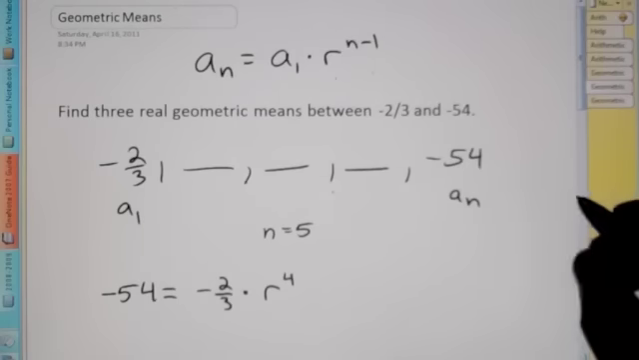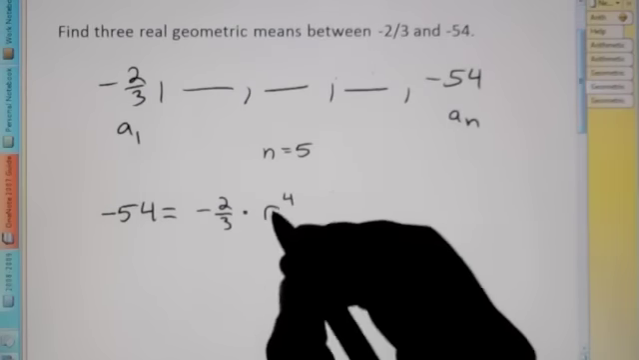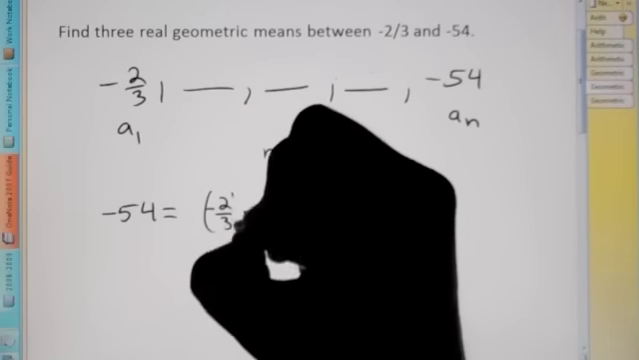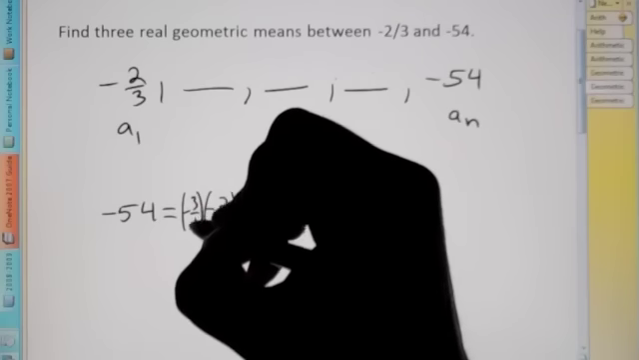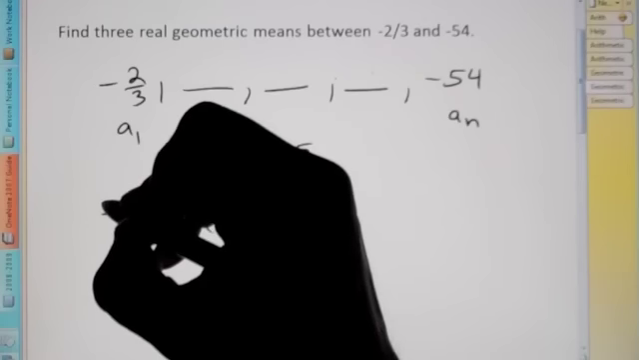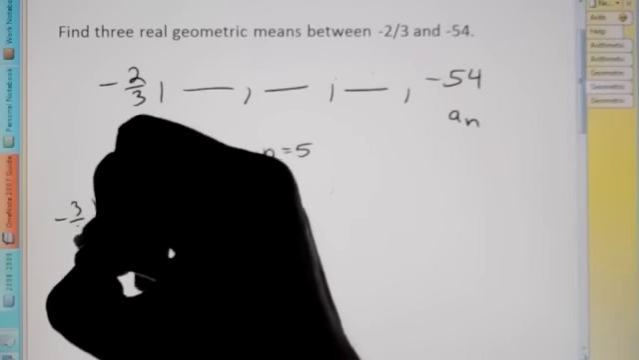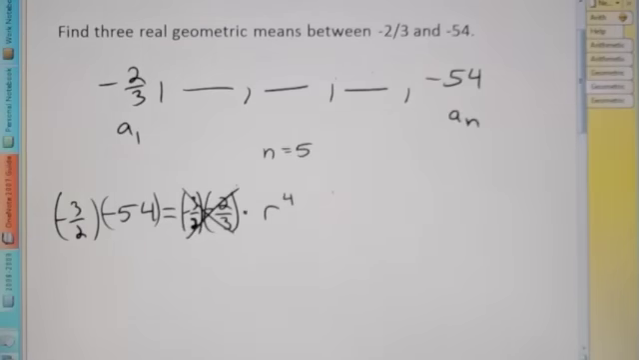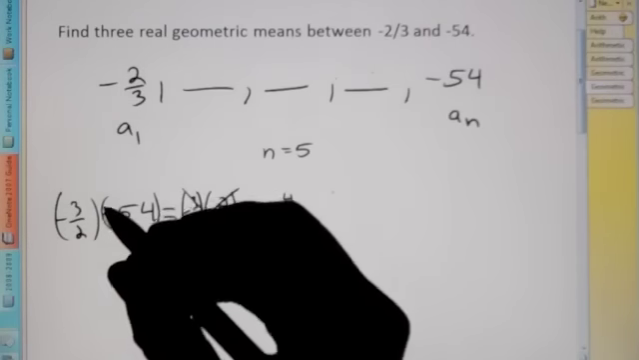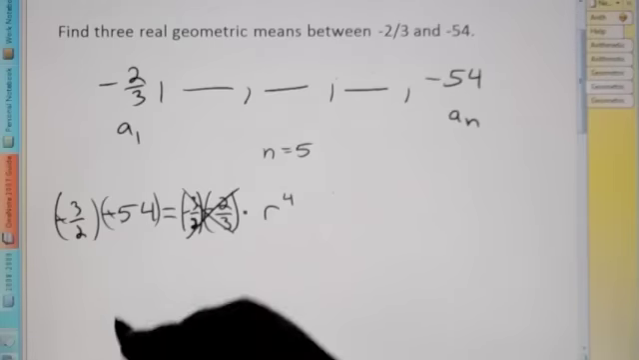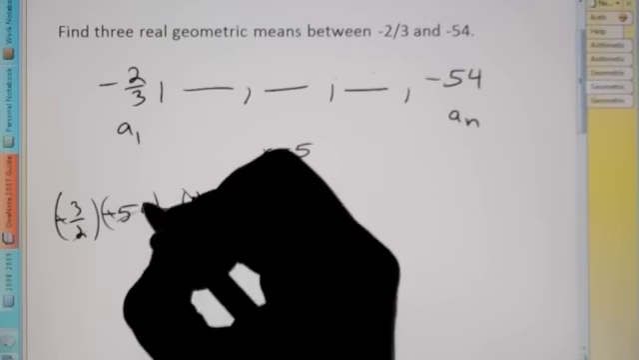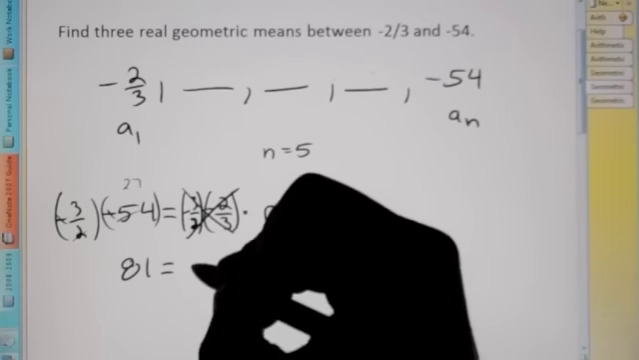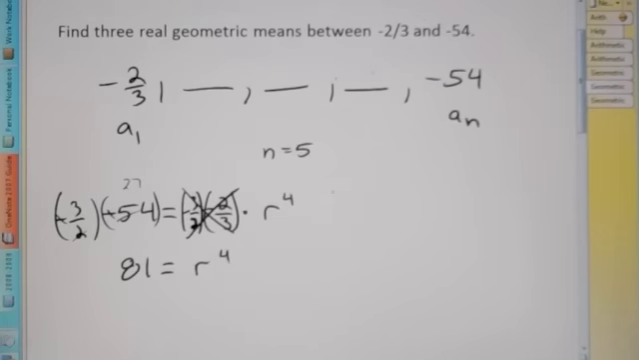Now we need to get r by itself, so we're going to multiply both sides by negative 3/2. We always multiply by the reciprocal when we're trying to get rid of a fraction that's multiplied. Here, negative times negative is a positive, so we can get rid of those. 54 divided by 2 is 27. 27 times 3 is 81. 81 is equal to r to the 4th.